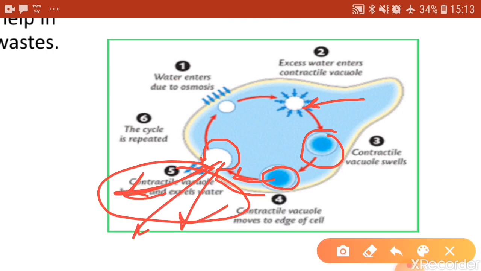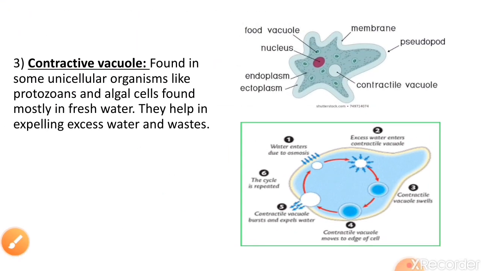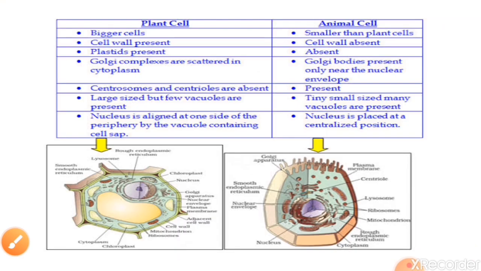So in this way, the contractile vacuoles help in removing excess water and waste materials in those protozoans and unicellular algae, which are mostly found in fresh water. So that's about the 3 types of vacuoles.